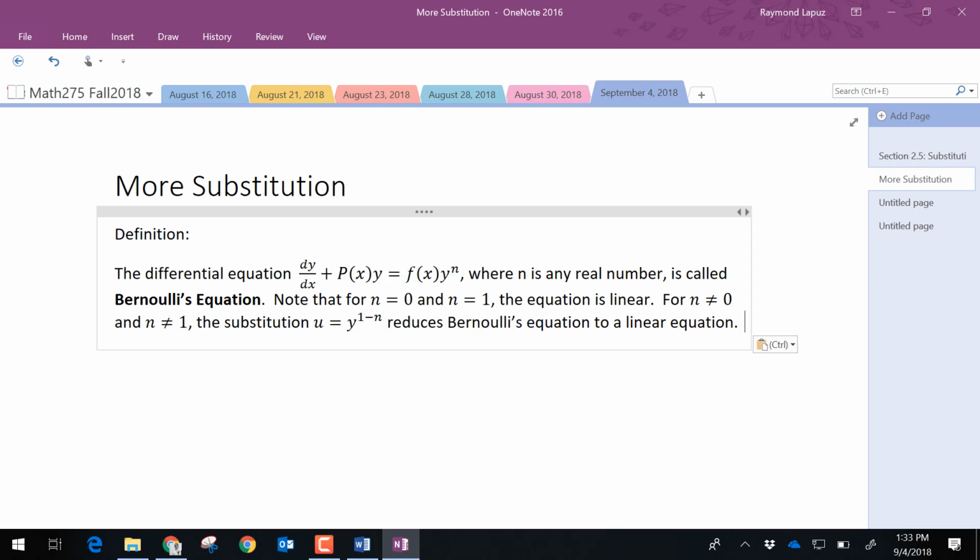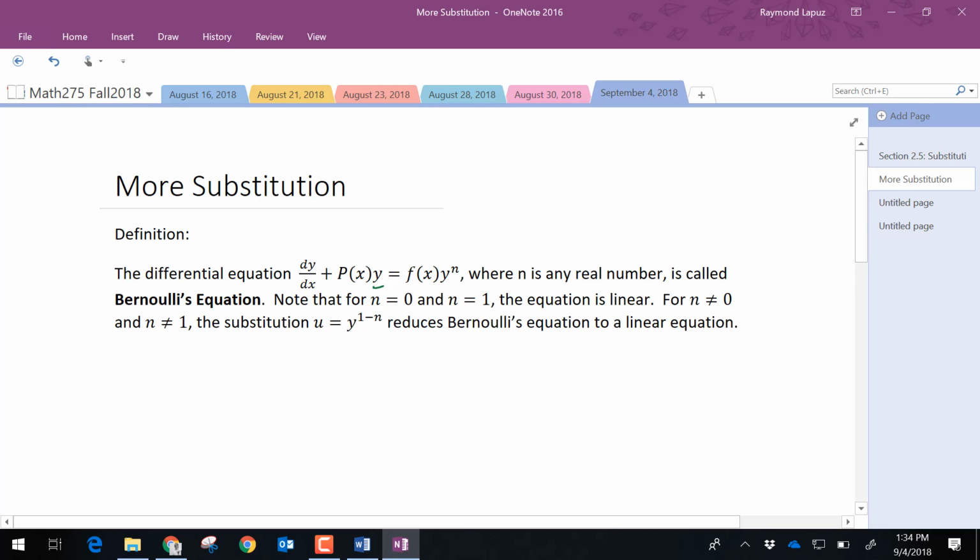Note when n is equal to 0 and when n is equal to 1, you actually have a linear differential equation. When n is equal to 0, then this is just f of x on the right-hand side. And that's what we know to be our linear differential equations, first order. When n is equal to 1, this is y to the first power, and that y to the first power and this y could kind of merge in together, and so that's also a linear differential equation.